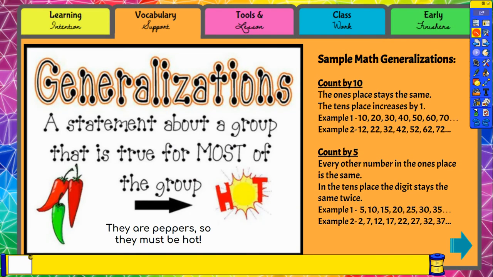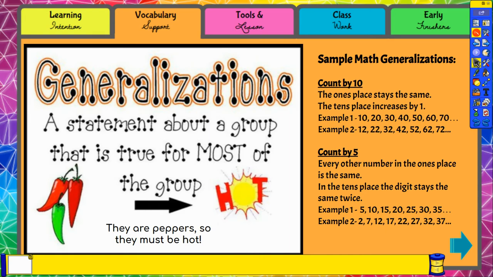Remember, a generalization is a statement about a group that is true for most of the group, okay? So if we think about these peppers, the peppers are hot. They are peppers, so they must be hot. And then we talked about mathematical generalizations, right?